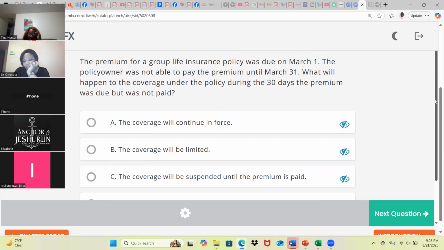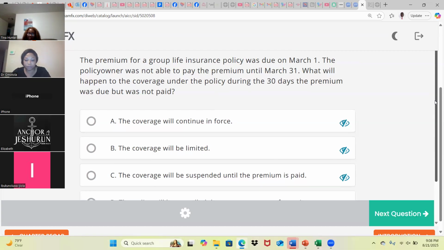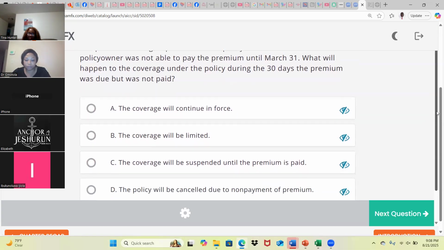But I find this question a little facetious because they are talking about a group life insurance policy, and then they are saying the policy owner was not able to pay the premium. Are they talking about the employer? Because the employee is not the policy owner; he just owns a certificate of insurance. But again, let's follow their law.